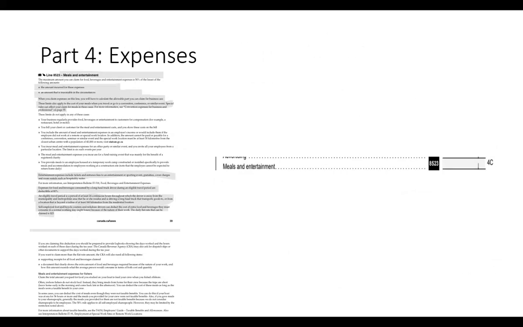So basically the maximum amount you can claim for food, beverages, and entertainment expenses is 50% of the lesser of the following amounts: the amount incurred for these expenses and the amount that is reasonable in the circumstances. Entertainment expenses include tickets and entrance fees to an entertainment or sporting event, and so on and so forth.